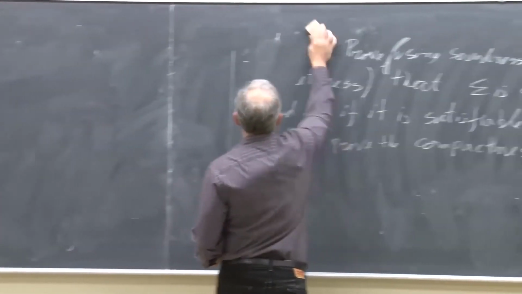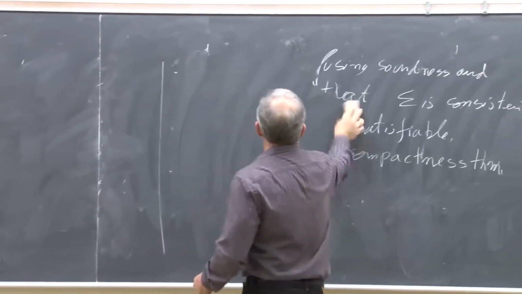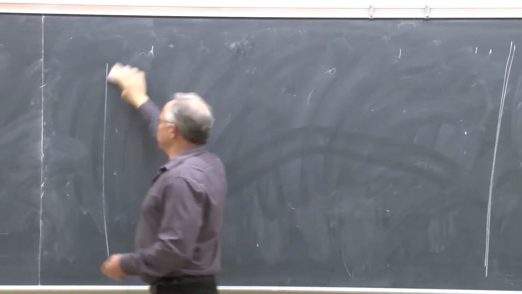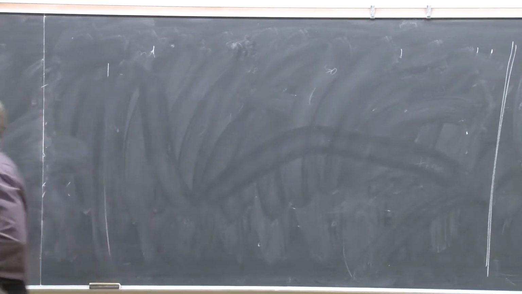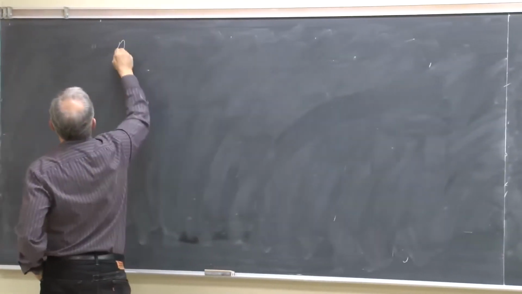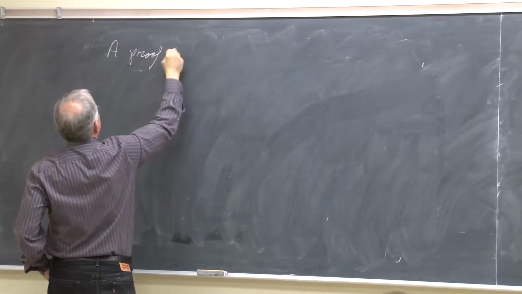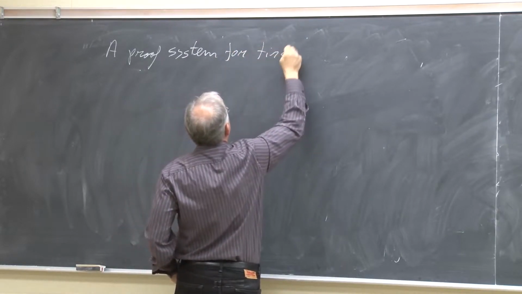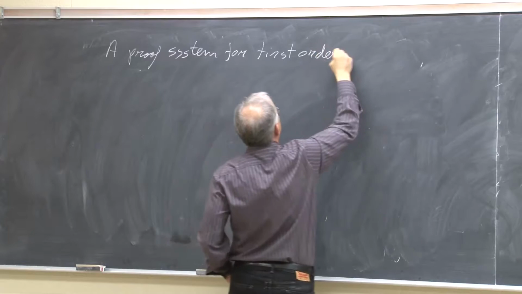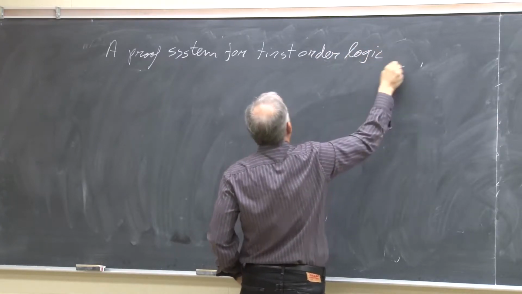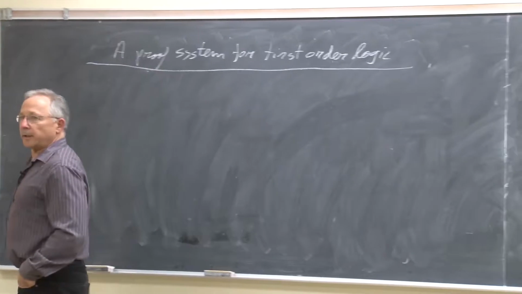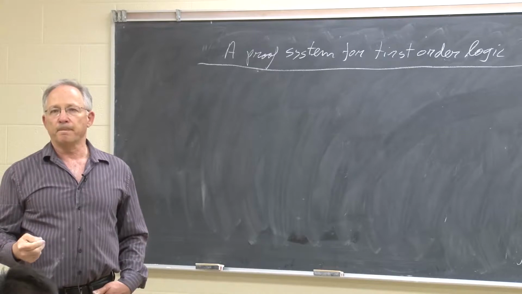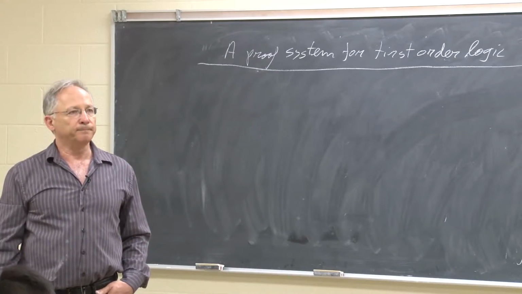So a proof system will be very much like the proof system that we saw in propositional logic, except that now it is a real proof system. It's not a toy. It's not a Monopoly game. So a proof system for first-order logic is going to be designed according to the same set of rules that we had before.